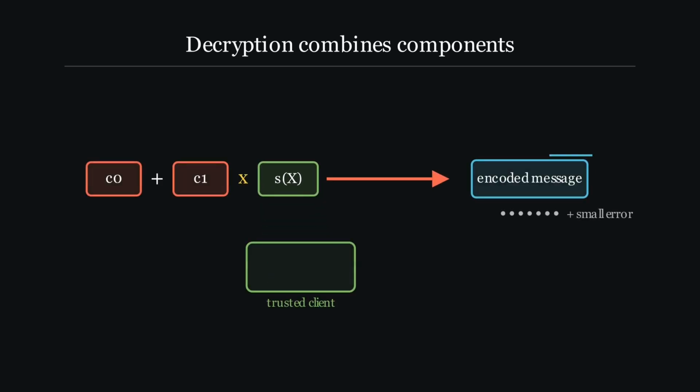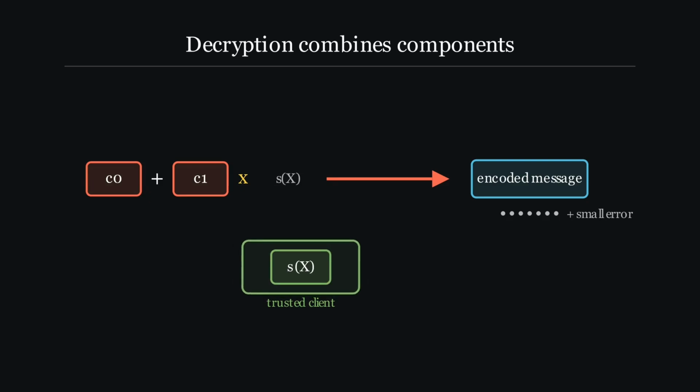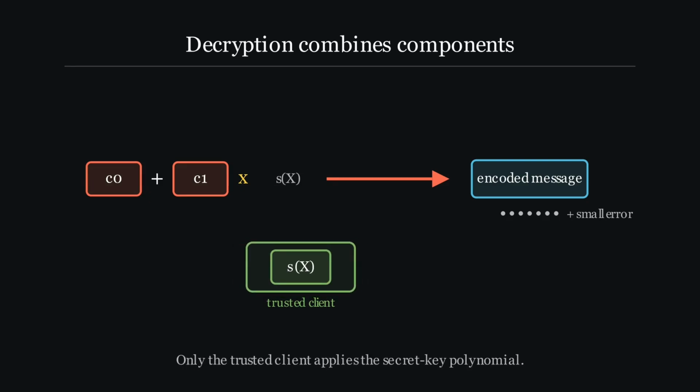The visual expression combines C0 with C1 multiplied by the secret key polynomial S of x. Only the trusted client supplies that green key. The combination reconstructs the encoded message together with a small error term, which is expected in lattice encryption. The key then returns to the client instead of remaining beside the ciphertext. This picture is an intuition, not a complete security equation, but it shows the ownership boundary.